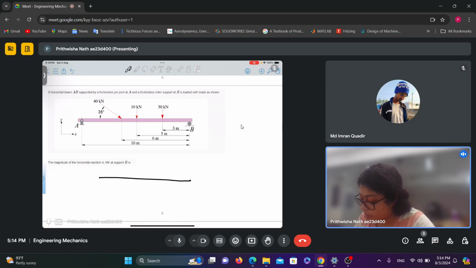So at A there is a pin joint and at B there is a roller support. Let this be RB, the reaction force at B, and at A there will be two components. Let this be RAY. So this is my coordinate system which I will be using, and this is RAX.